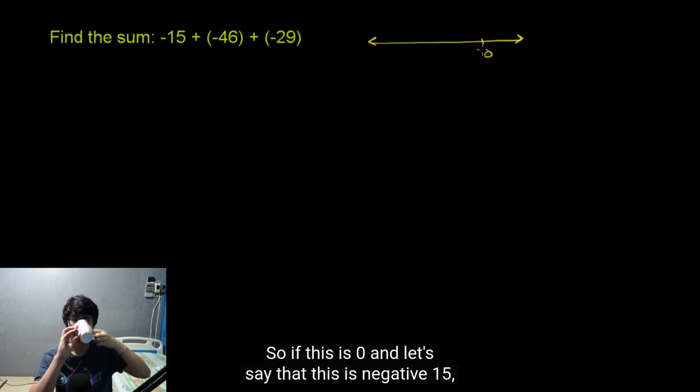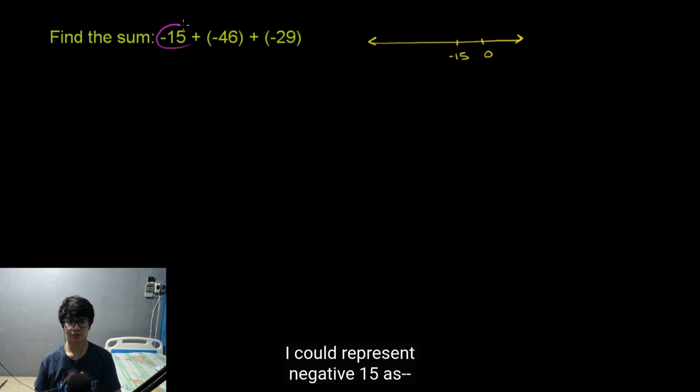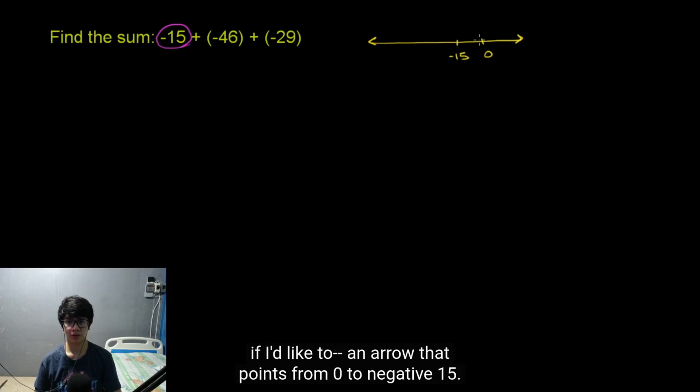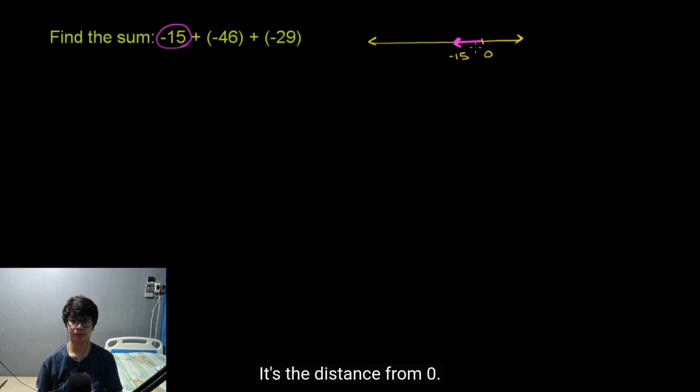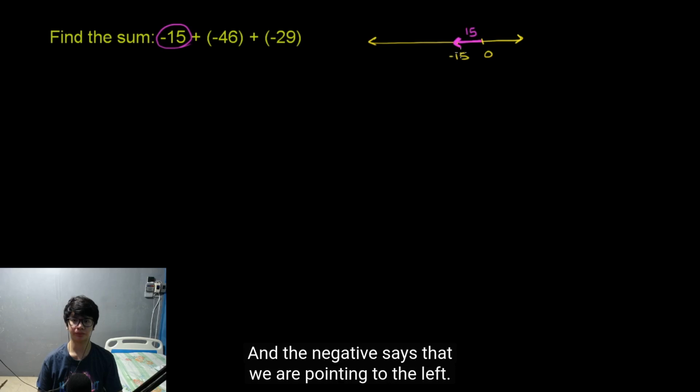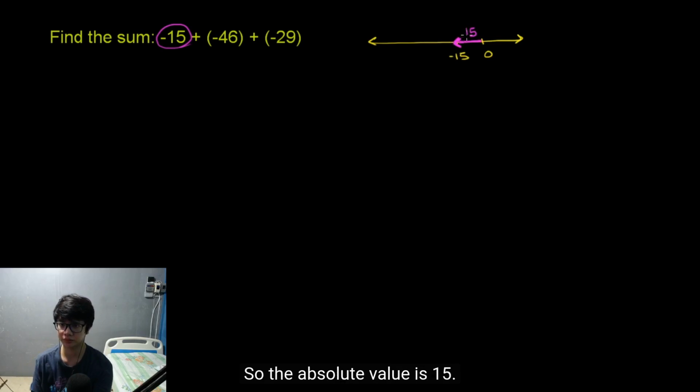So if this is 0, and let's say that this is negative 15, I could represent negative 15 as an arrow that points from 0 to negative 15. The length of the arrow is the absolute value of this. It's the distance from 0. So the length here is 15. And the negative says that we are pointing to the left. So the absolute value is 15. That's the length of that arrow.